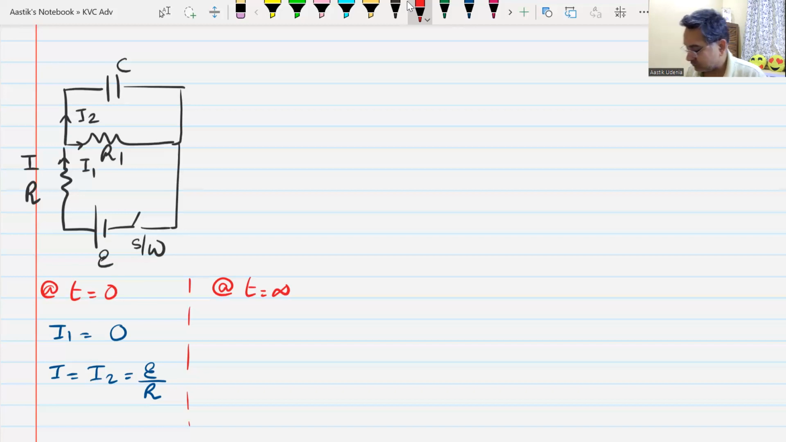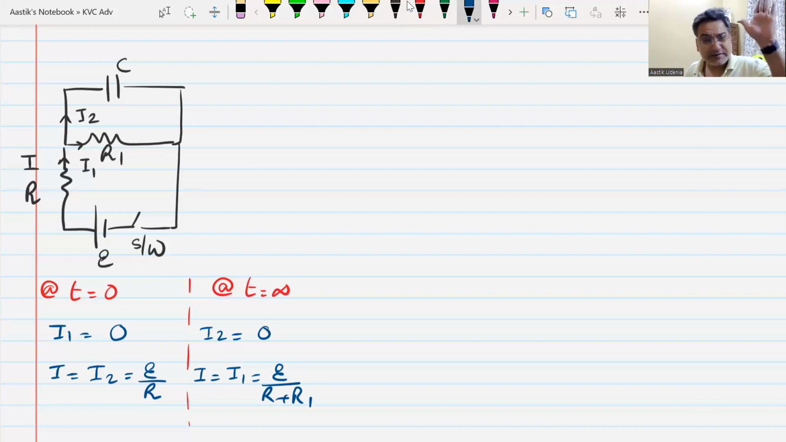Sir, I2 is equal to 0. I2 equals 0, and I1 equals I, which equals E by R plus R1. Do we understand this, or has it gone above our head, saying bye bye? Understood, sir.